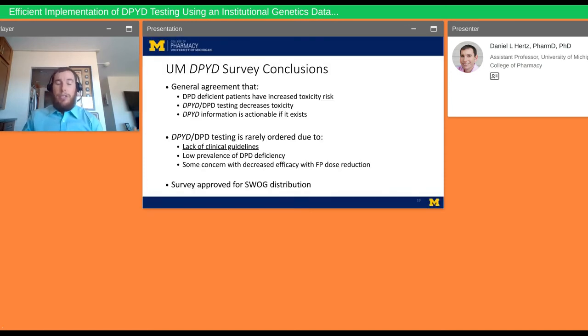So in conclusion, our survey confirms that DPD deficiency is known and understood to increase toxicity risk. However, few medical oncologists are ordering DPD testing, mostly because of the lack of clinical guidelines. This survey has been approved for national distribution through SWOG, and we hope to have results in the near future.